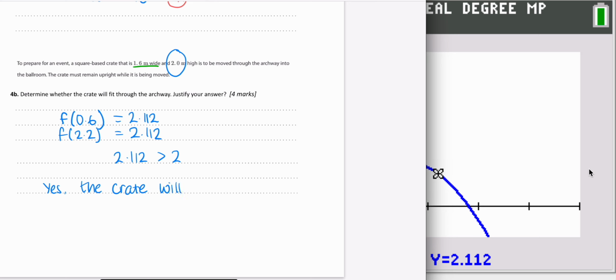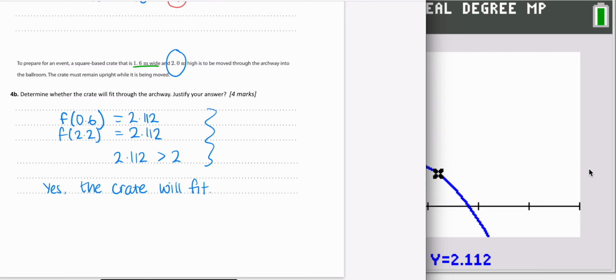And then you can explain why, and either you've got this bit of reasoning here, or you can explain it in words, explaining that the box is only 2 meters high, but the graph is actually 2.112. That was one way to do it.